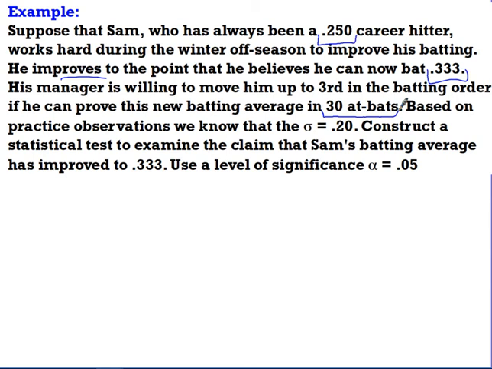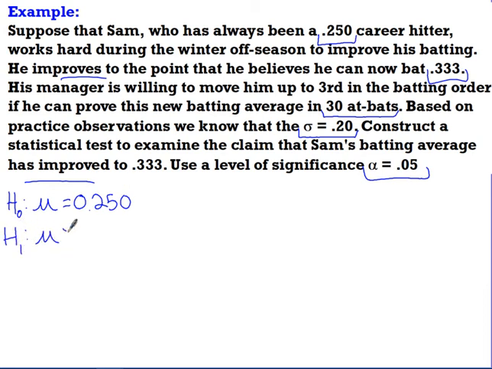So based on the practice observation, we know that the standard deviation of his hitting is 0.2. Construct a statistical test to examine the claim that Sam's batting average has improved. So improved, again, meaning that it went up. And we're going to test that at a level of significance of 5%, or 0.05. So we need to identify a null hypothesis. From the past, the accepted average is 0.250. We believe it's going to improve, or he believes it's going to improve. So mu is now greater than 0.250. Okay, notice how these are all centered around that.